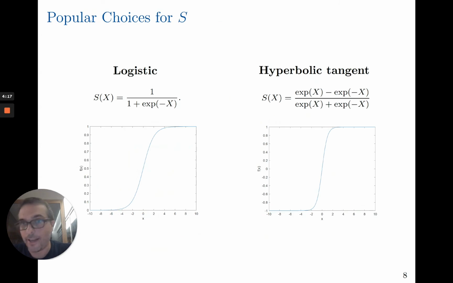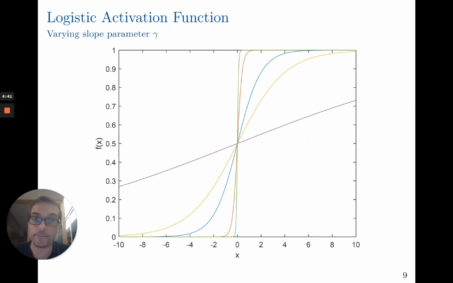So examples of S: logistic on your left, hyperbolic tangent on your right, very similar. The logistic is between 0 and 1, the hyperbolic tangent is between -1 and 1, they are very similar. They are both universal approximators. They serve as a basis that will be dense in a very general functional space. Okay?